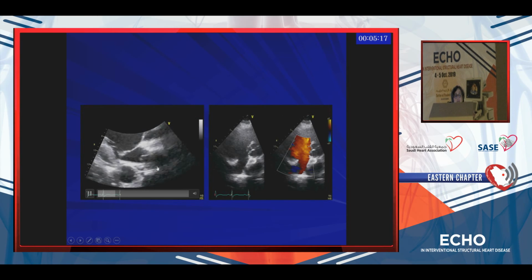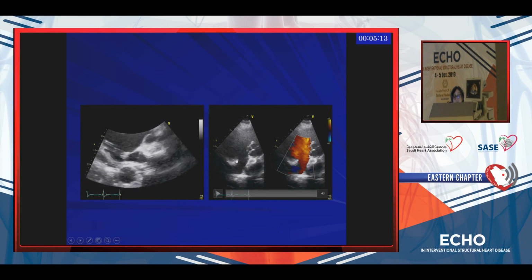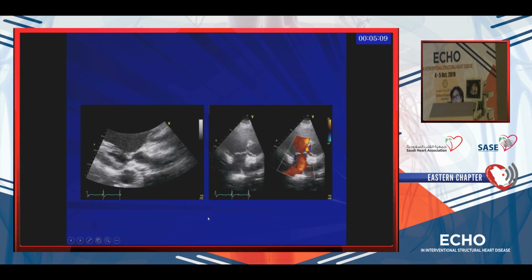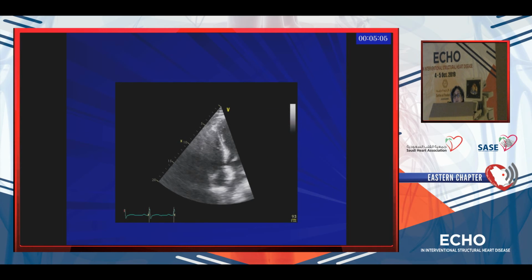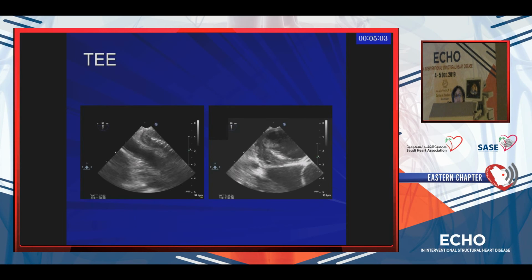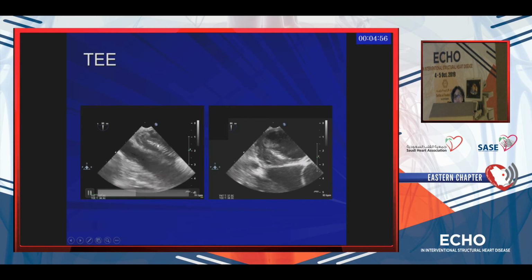So we went ahead and did some more views, no doubt. Now this is a mass. But in the other views, we could not see it. Remember? It is possible that you don't see it in all the views, so we went for a TEE. And this is his device by TEE, and the device is coated all over by a mass.